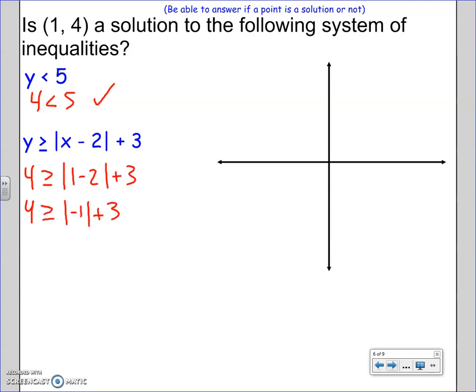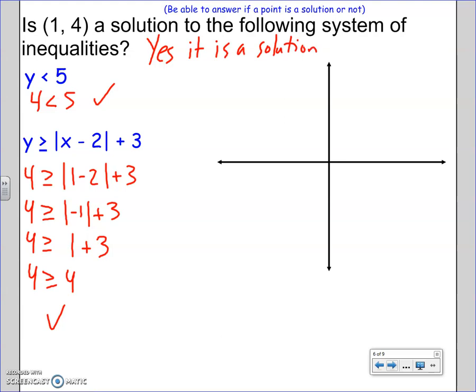Once it's a single number, it comes out as a positive in parentheses. Now the parentheses only matter if there's a number in front, so it's just positive 1 out. Then I combine: 4 greater than or equal to 4. That is true. Since both of them are true, then yes, this is a solution. If even one was false, it'd be not a solution. Yes, it is a solution. Again, no need to graph it here.